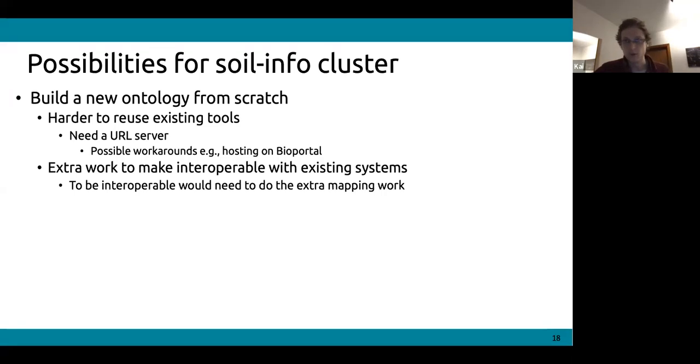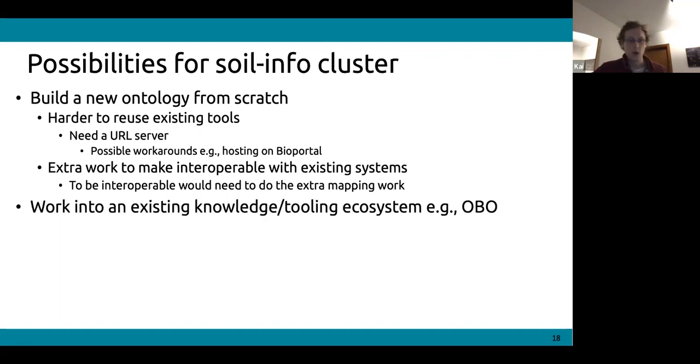Otherwise, it's just going to be siloed. On the flip side, it can be done quicker. You don't have to wait for people, you don't have to follow existing patterns. So yeah, you can move a lot faster, but at the end of the day, what you have might not be FAIR or as useful as you need it to be, depending.